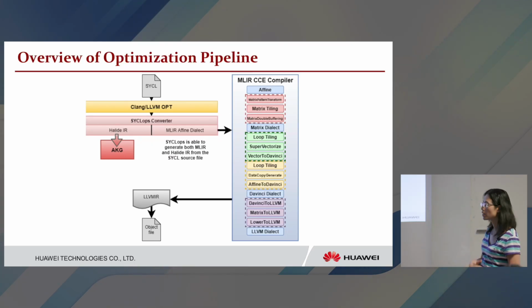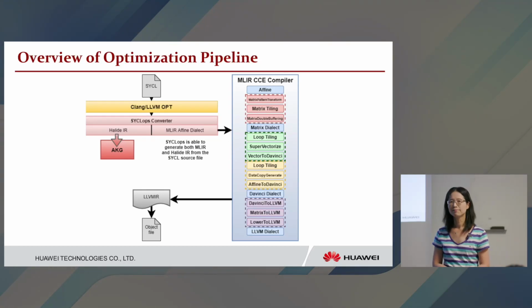We invented that to target our cube unit. And we have the DaVinci dialect to handle the DaVinci-related vectorization and all the rest of it. And we make good use of loop tiling, affine loop tiling, affine data copy generate, as well as super vectorize. And following that, you need a lot of lowering passes to convert from your dialect to the LLVM dialect. And finally, the LLVM dialect gets translated out to LLVM IR and flows through our backend to generate the object file. Impressive.